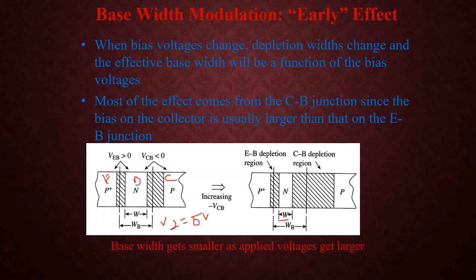So the effect here is that the IB current is going to reduce. The recombination process will reduce. Whenever the recombination process reduces, indirectly the IC current is going to increase. So the early effect is that whenever we increase the reverse bias voltage, the base width is going to be reduced. Due to that, the IB current will reduce. The width of the base has been reduced. That's why it is called base width modulation.